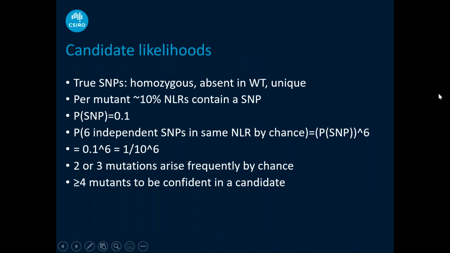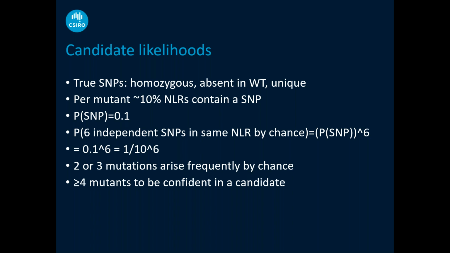So what if this is not really your target, but these SNPs just occurred in the same NLR by chance? Well, true SNPs should be homozygous, absent in the wild type, and unique to each mutant. In my analysis, usually around 10% of NLRs contain one of these true EMS SNPs. So you could say the probability of an NLR containing a SNP is 0.1.